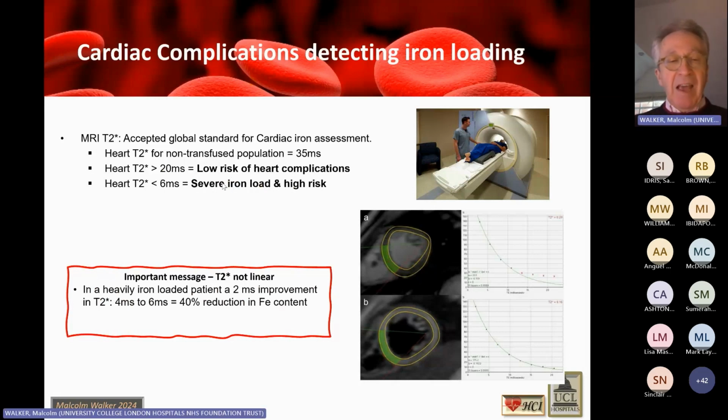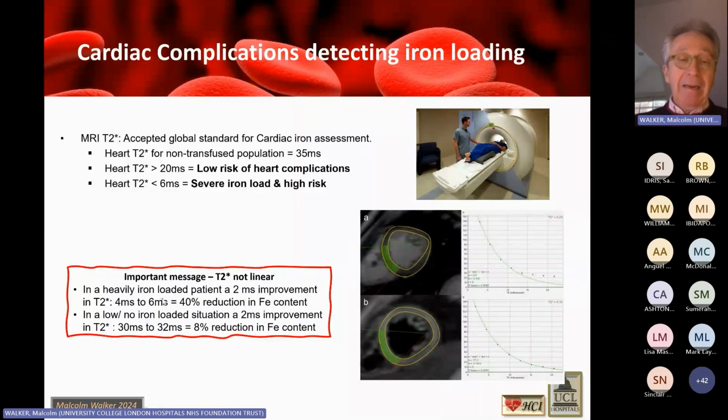Just one caveat, the T2 star and iron content is not linear. So if you have a patient with a lot of iron in their heart with a T2 star, say of 4 milliseconds, if you treat them and it goes up to 6 milliseconds, that doesn't look like much, but because of the non-linearity, that's a 40% reduction in iron content. Conversely, if you have someone with very little iron, 30 milliseconds, and it increases to 32, that's an 8% reduction in content.